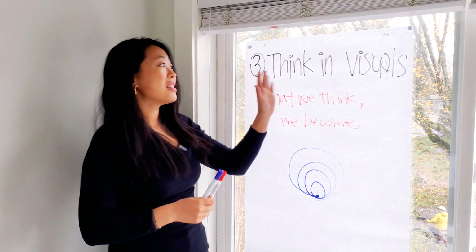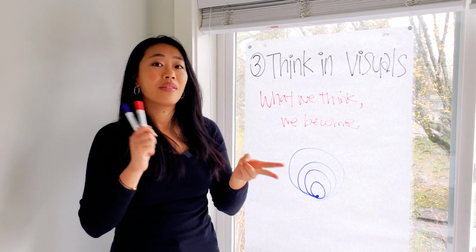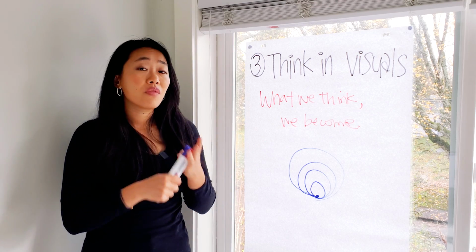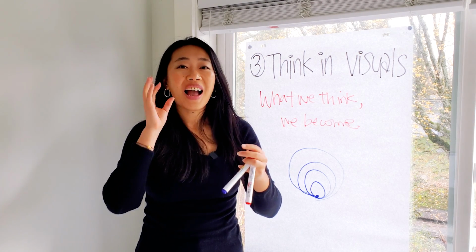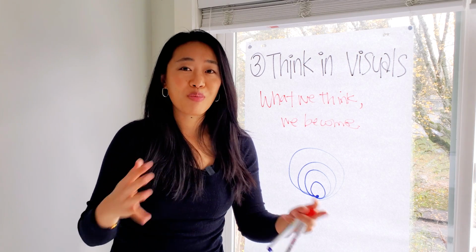So with these 3 types of thinking in comparisons, thinking in directions, and thinking in visuals, you're going to be able to actually remember what you want to talk about, get your point across, and stop rambling.